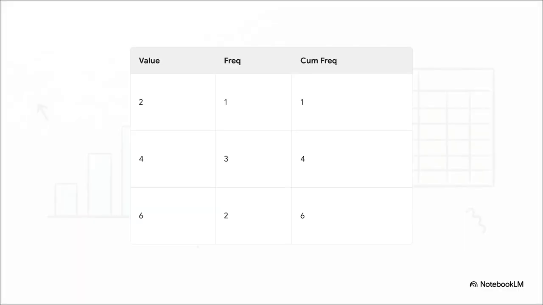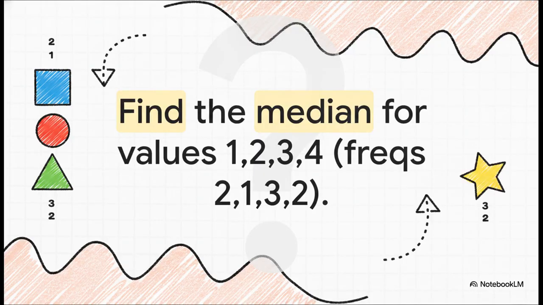First, we add up the frequencies. 1 plus 3 plus 2 equals 6. That's our total. And hey, it's even. 6 divided by 2 is 3, so our middle positions are the 3rd and the 4th. Now for the cumulative frequency. Start with 1. 1 plus 3 is 4. 4 plus 2 is 6. So our cumulative frequencies are 1, 4, and 6. This means our 3rd and 4th positions both fall perfectly into the column where the value is 4. The average of 4 and 4 is, well, it's 4. You absolutely nailed it.